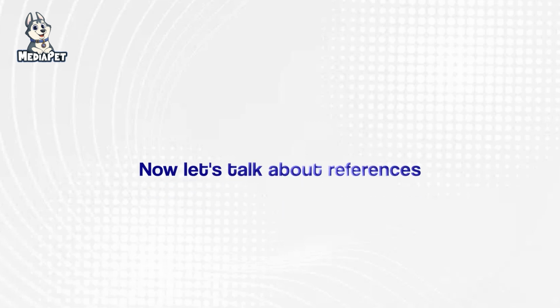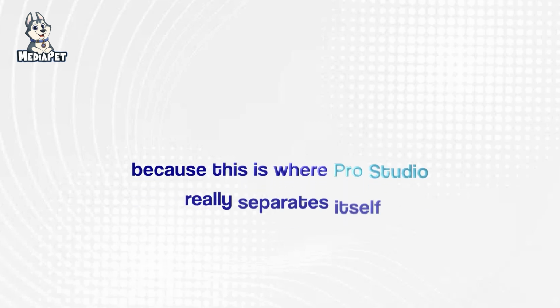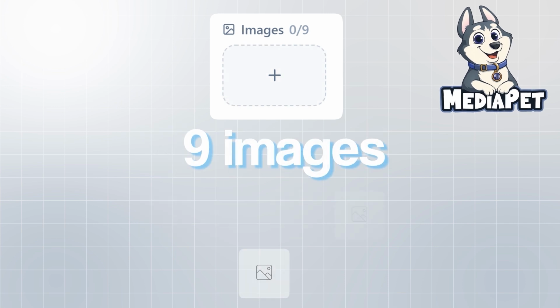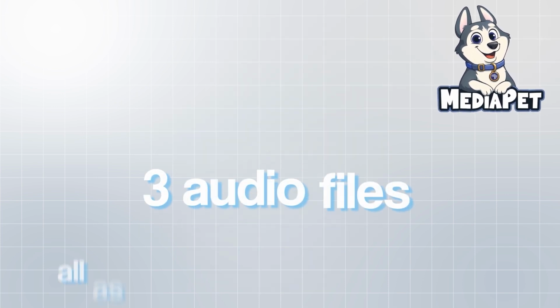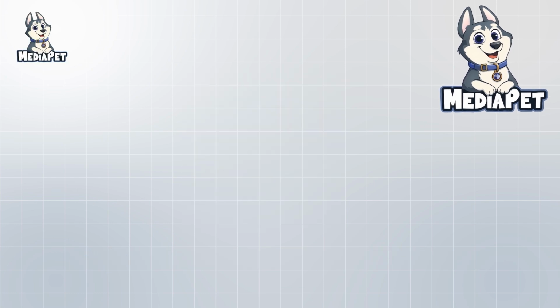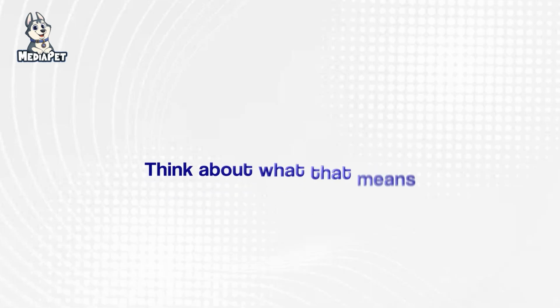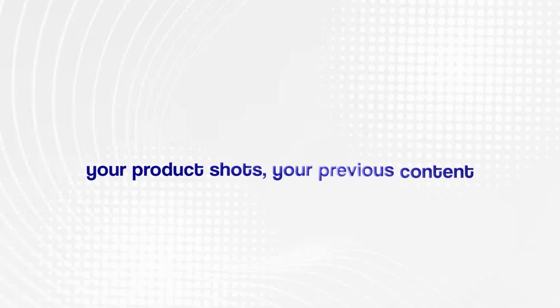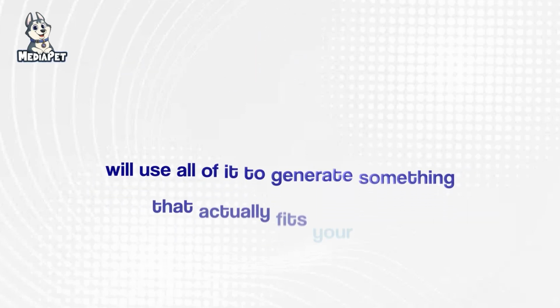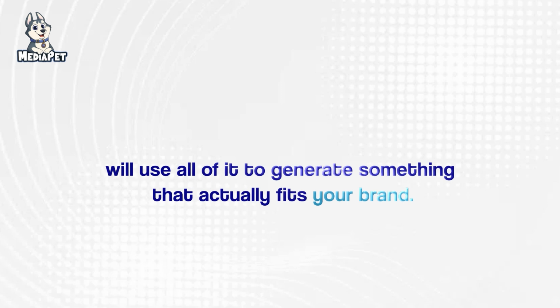Now let's talk about references, because this is where Pro Studio really separates itself. In a single generation, you can upload up to 9 images, 3 videos, and 3 audio files, all as references at the same time. Think about what that means. You can feed it your brand visuals, your product shots, your previous content, and MediaPet will use all of it to generate something that actually fits your brand.